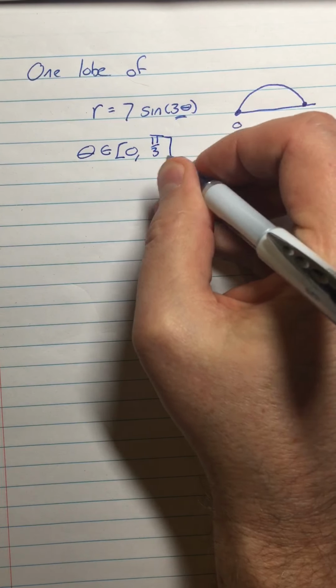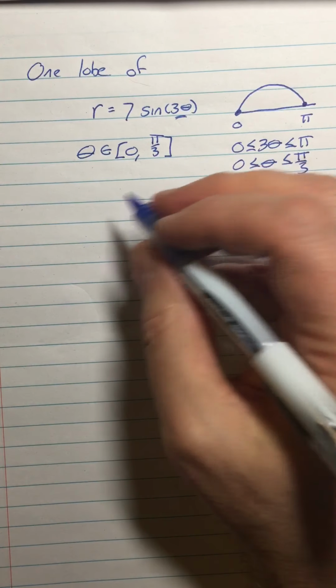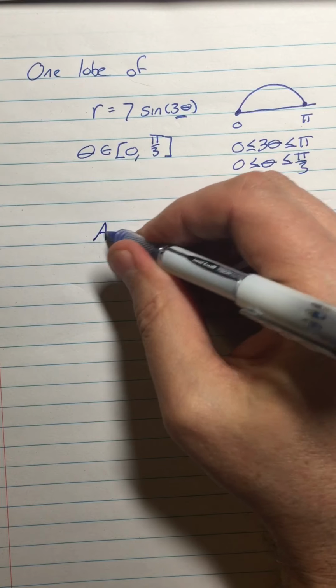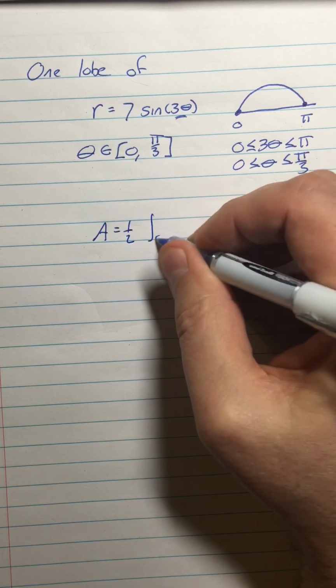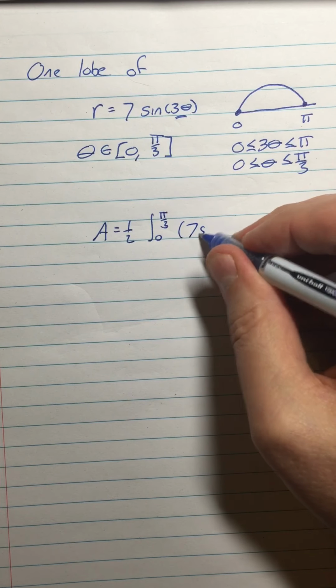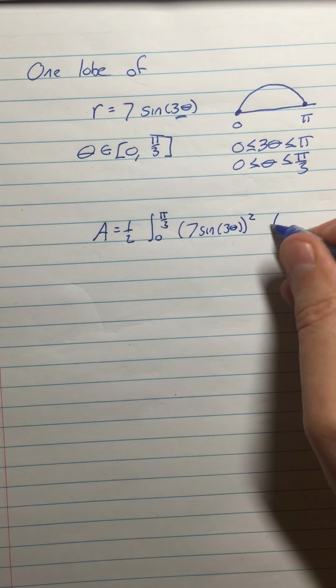And those kinds of considerations are often not obvious. You have to really think about the graph to get what those limits are going to be. But once you get it, the equation is easy because you just do area equals 1/2 the integral from 0 to pi over 3 of 7 sine of 3 theta squared d theta.